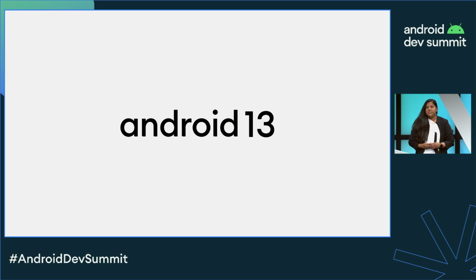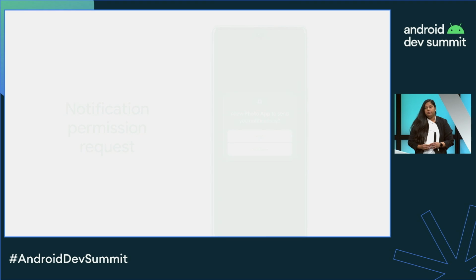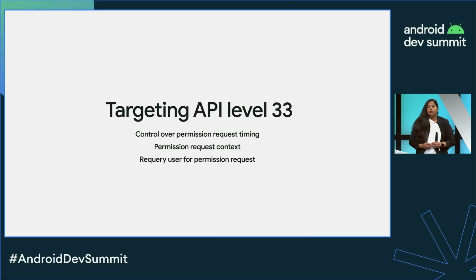Android 13 also introduces a notification permission to give users easy control over which apps can send you notifications. This happens regardless of what API level you are targeting. However, targeting Android 13's API level 33 allows you to improve the user experience, with control over when the permission request happens, the ability to provide more context, and the chance to requery the user. To help you target new API levels, we're introducing the Android SDK Upgrade Assistant tool within Android Studio.